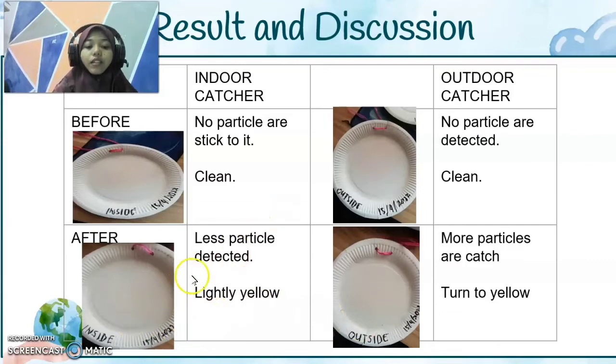The inside air pollution catcher was less polluted than the outside one because the air pollution outside the building might come from the vehicles that we use, and also the dust around the house. So it also collected more air particles as it was hung outside of the building. So that's it from me for my discussion of the air pollution catcher. Next, I'll pass to Irfan. Thank you.